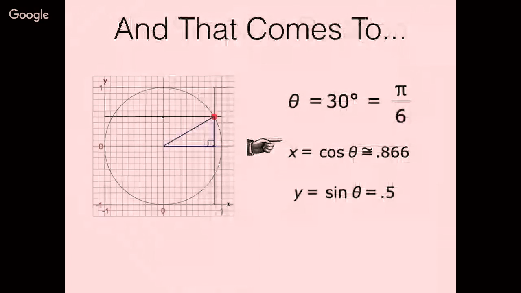So there you go. This is a 30-degree angle, which happens to be pi over 6, because pi goes halfway around the circle. So if you divide it in 3, then pi over 6 is 30 degrees. And those are the values that you come up with. x is now about 0.866, and y is exactly 0.5 for reasons of deep mathematics, which I don't begin to understand.